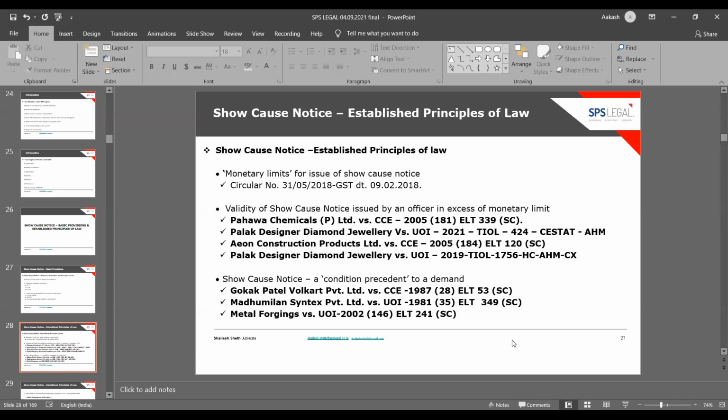whereby the Supreme Court put to rest the challenge to the validity of the show cause notice and the order passed by an authority in excess of the monetary limits prescribed by the board. It is our common understanding that the board circulars are binding on the departmental officers, even if they are contrary to the law. However, this particular proposition of law has to be seen in the context of each case. It need not be and cannot be taken as a universal law of application.